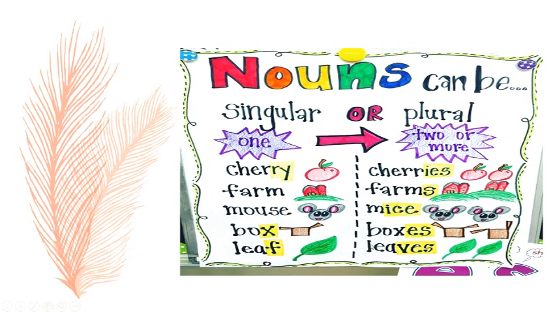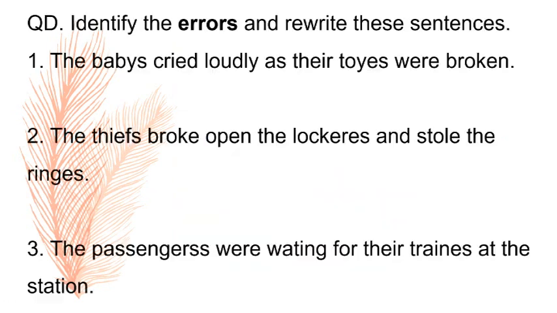Box, boxes. Leaf, leaves. If you recall, during one session of singular and plural nouns, I had shared with you the rules. Yes, when you have letter Y at the end, we change them to IES. When you have F letter at the end, we change it to VES. Alright? And see, it is beautifully described with the help of pictures to make it more interesting. I hope now you're recalling this topic. Very good.